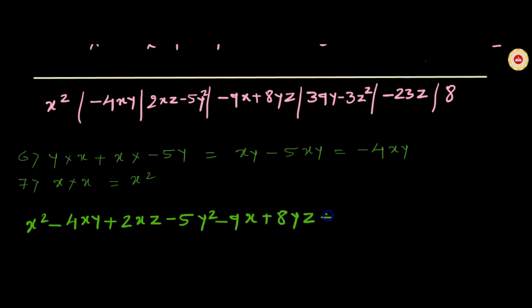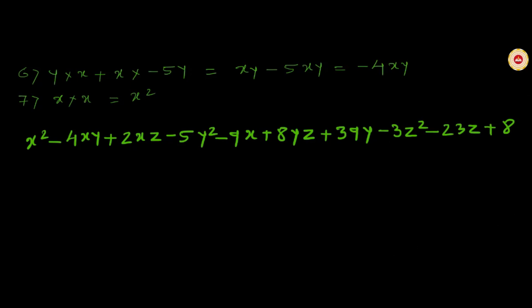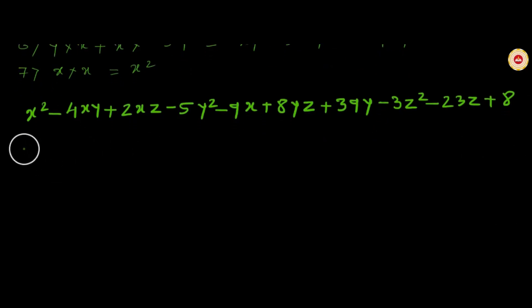8yz plus 39y, 39y minus 3z squared minus 23z plus 8 is the answer. Okay, so friends, let us calculate the Bijank of this answer.